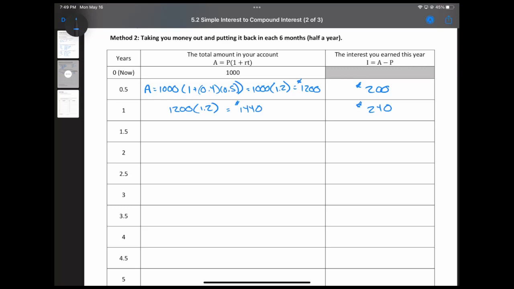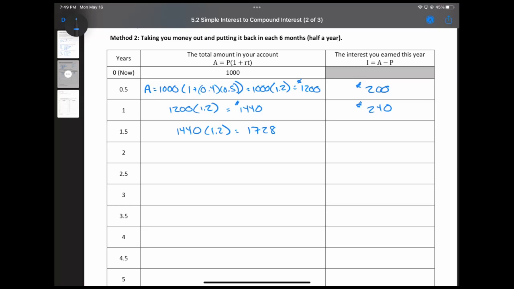So now to go down the line here, I do the same thing. I've taken the 1,440 out and I reinvest it. So it becomes my new principal. And it gets multiplied by 1.2. And now's where we've got to put the numbers in the calculator because it's going to get a little bit trickier to keep track of. So 1,440 times 1.2 is 1,728.